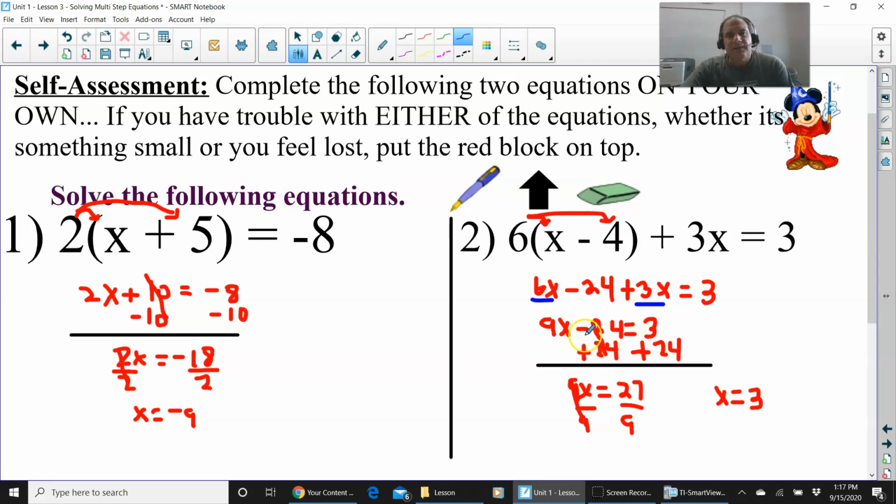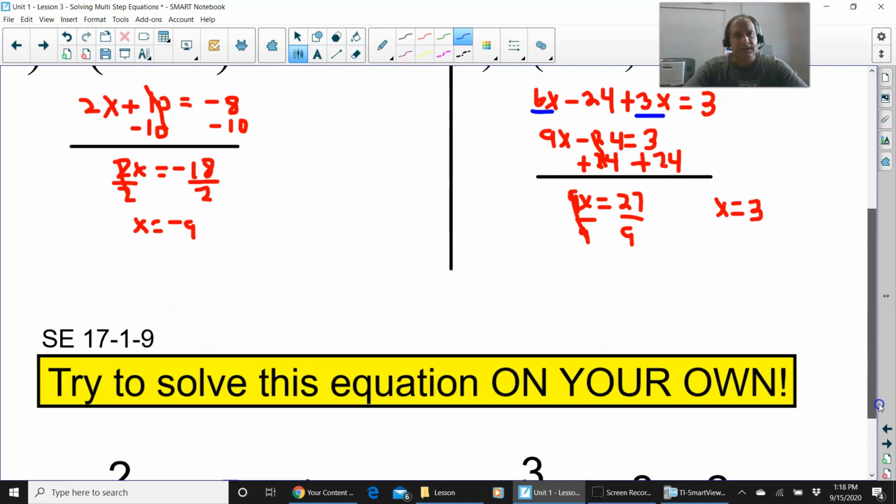And you have a subtraction, minus 24. You add 24 on both sides because that's inverse operations, and you cancel that out. So you have 9x equals 27 because 3 plus 24 is 27. You divide by 9 equals 2, and then x equals 3. Alright, and that's really basically it.